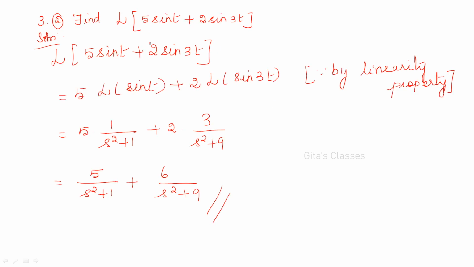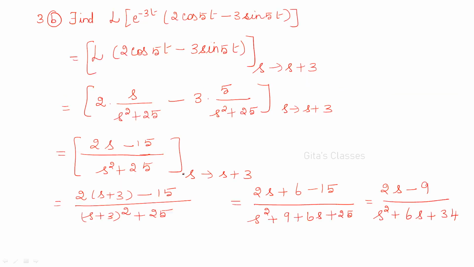Next is find the Laplace transform of 5 sin t plus 2 sin 3t. So 5 into, by using the linearity property, I can take this constant outside and separate these functions. So 5 I can take outside into L of sin t plus 2 into L of sin 3t. 5 into what is L of sin t? 1 by s squared plus 1, plus 2 into what is L of sin 3t? Actually L of sin at is a by s squared plus a squared. So here a value is 3, therefore 3 by s squared plus 9. That is equal to 5 by s squared plus 1 plus 2 into 3, 6 by s squared plus 9.